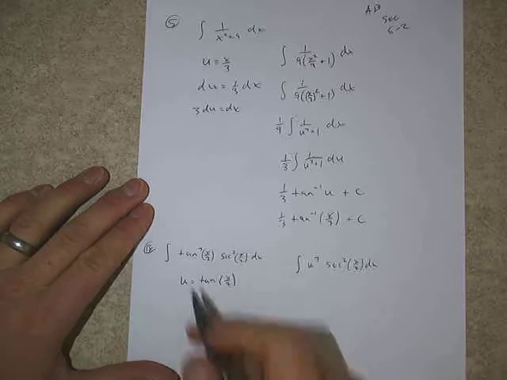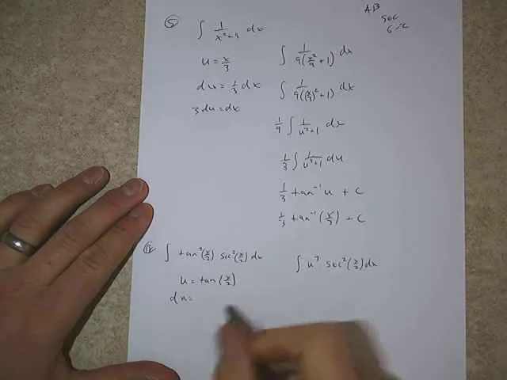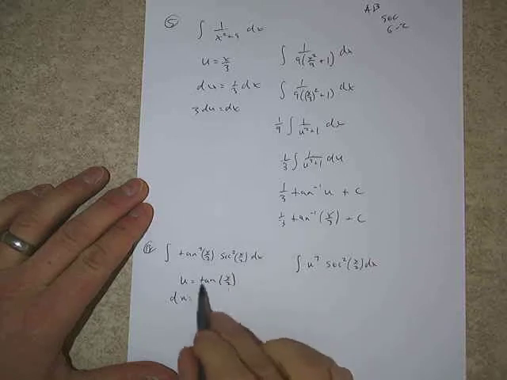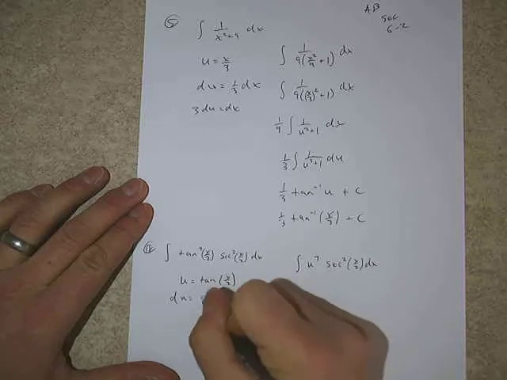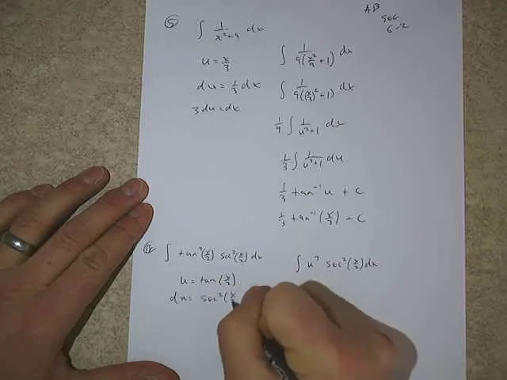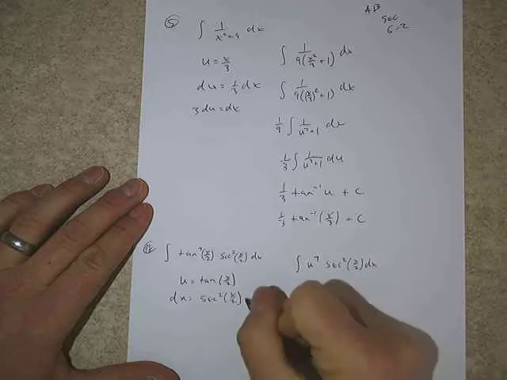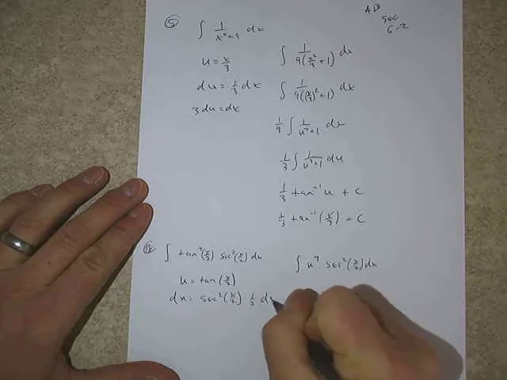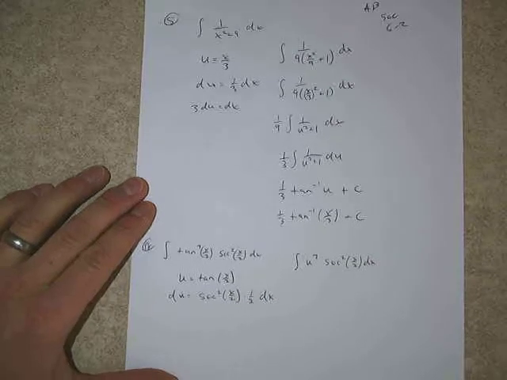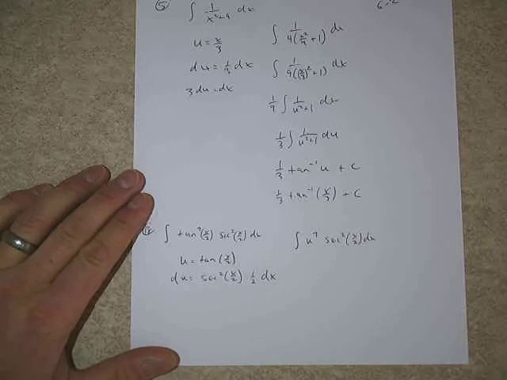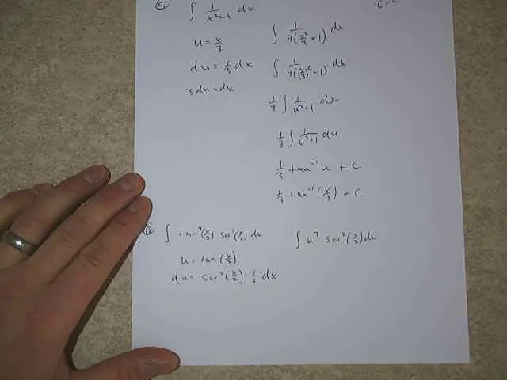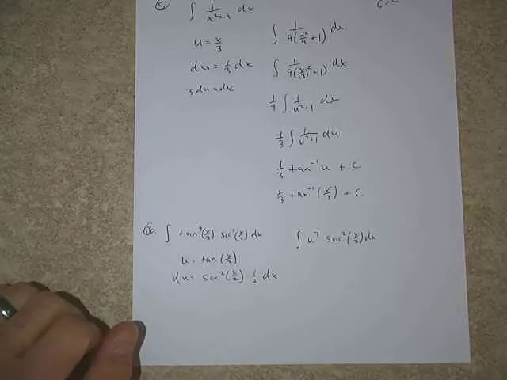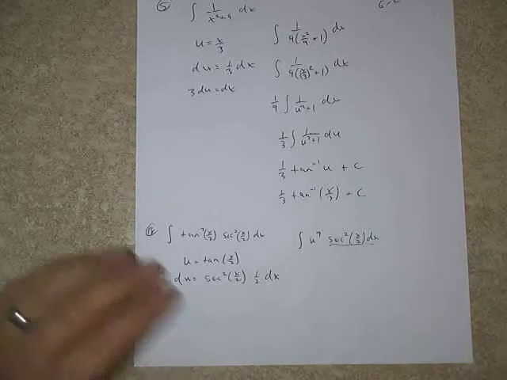So let's see what happens when I do my du, to see if I can get rid of that other stuff. Ultimately, if we use the chain rule here for tangent of this, we'd have secant squared of that times the derivative of that, which would be a half, times dx. And so that ultimately would be our du expression. If you look at our du expression, how close is that to what we have here that we're trying to get rid of?